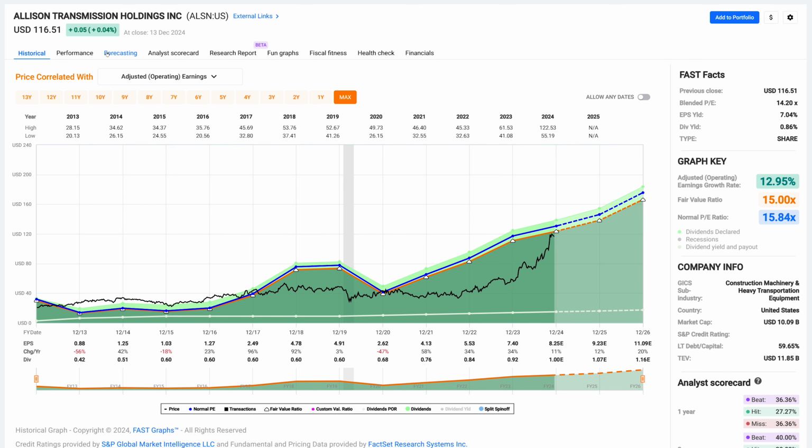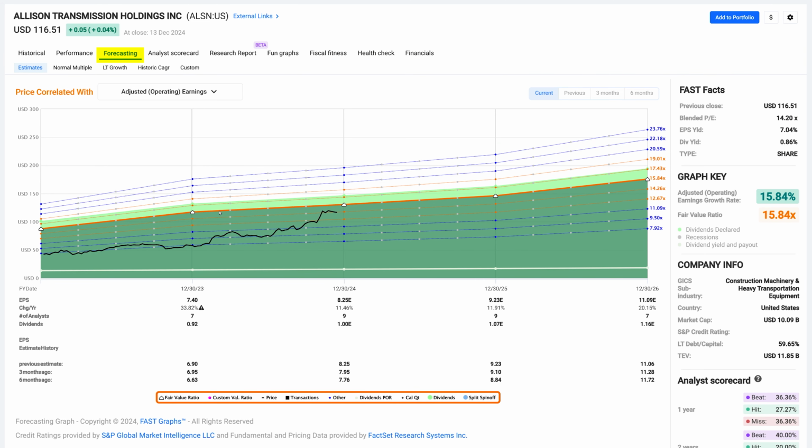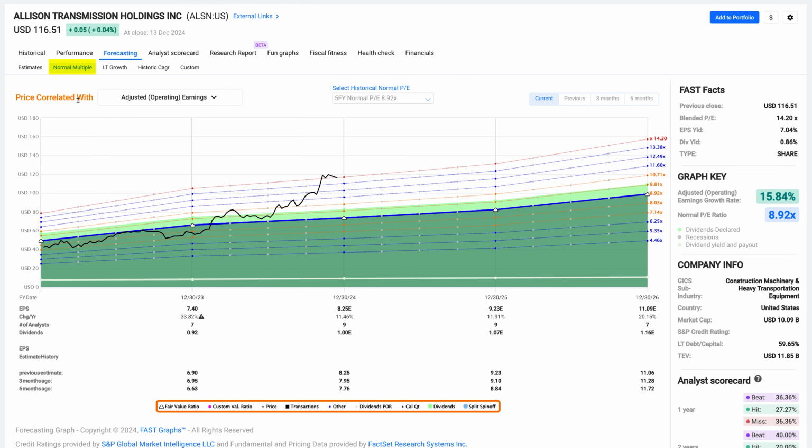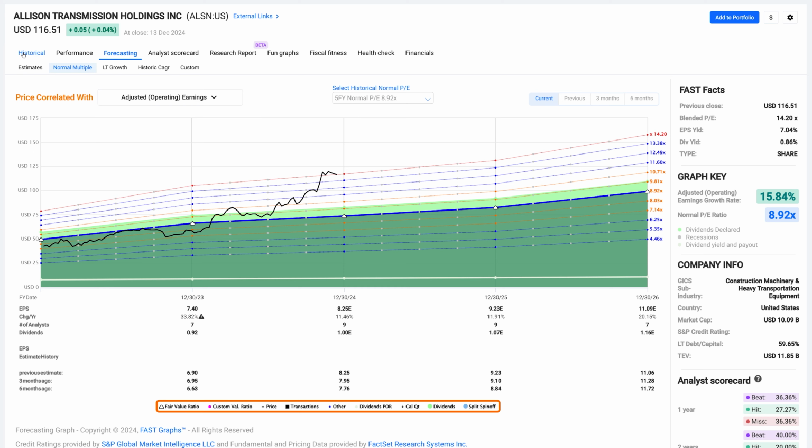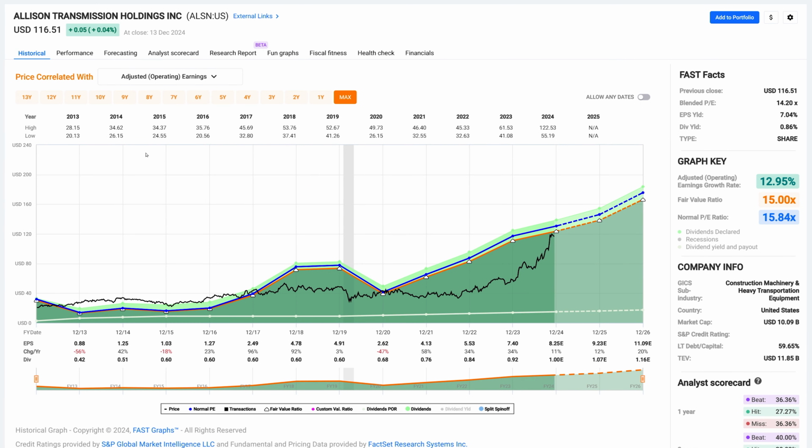So I have a decision to make. Am I willing to say the market's going to continue to value it at this more realistic PE, or is it going to continue to value it at this undervalued low PE? Those would be the things that I would need to weigh in my decision.